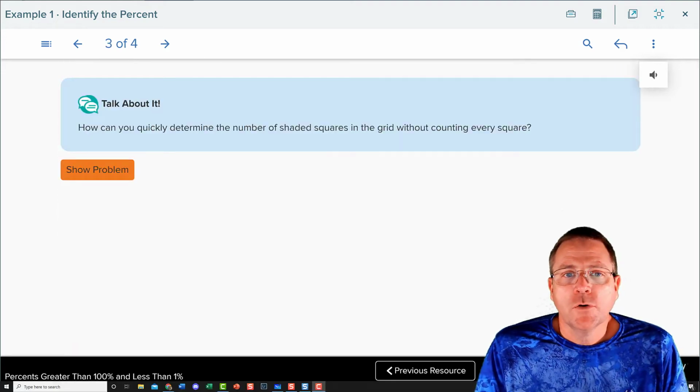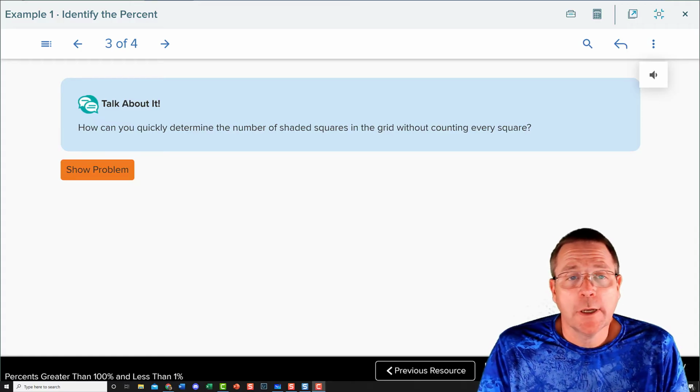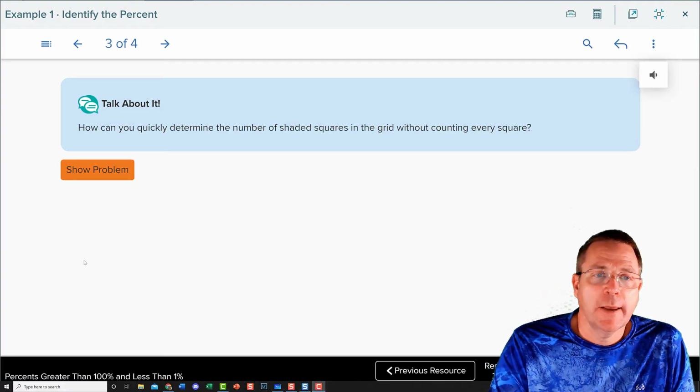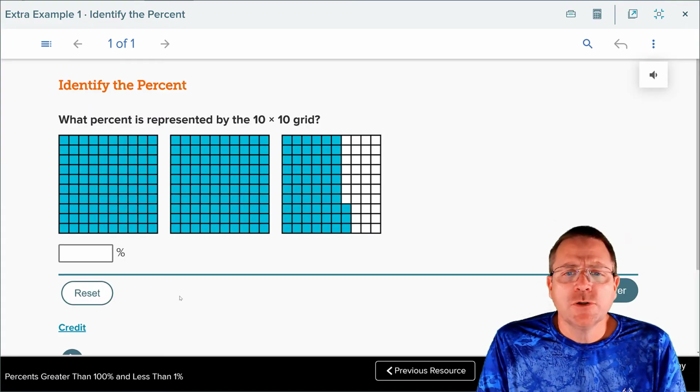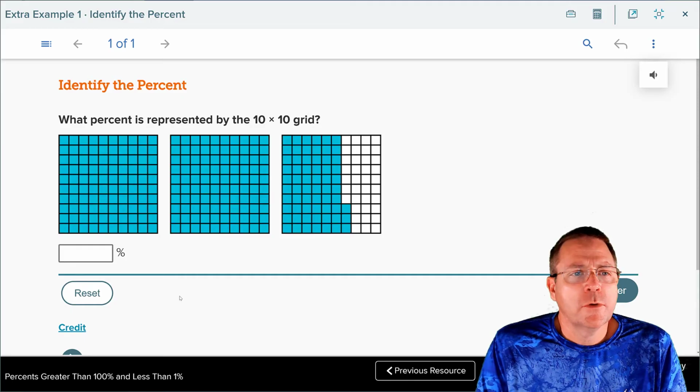How can you quickly determine the number of shaded squares on the grid without counting every square? Just like I just showed you, where I counted how many rows of fully shaded squares there were and then added the few that lingered on. I used multiplication and addition to get to that answer. Now it's your turn. Pause this recording, solve the problem on your own.